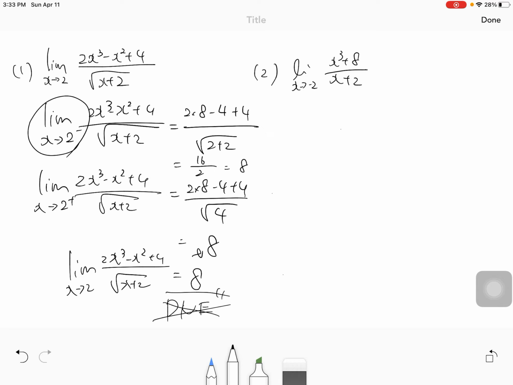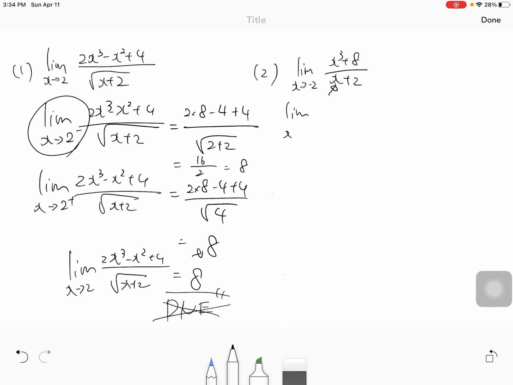Okay, the next one, this one is a little bit tricky. So this one is the limit as x approaches negative 2. So what's the problem? The problem is if you plug in negative 2 here, the denominator is going to be 0, because negative 2 plus 2 is 0. But you know, in mathematics, the denominator cannot be 0. So the answer doesn't exist? Actually, no.